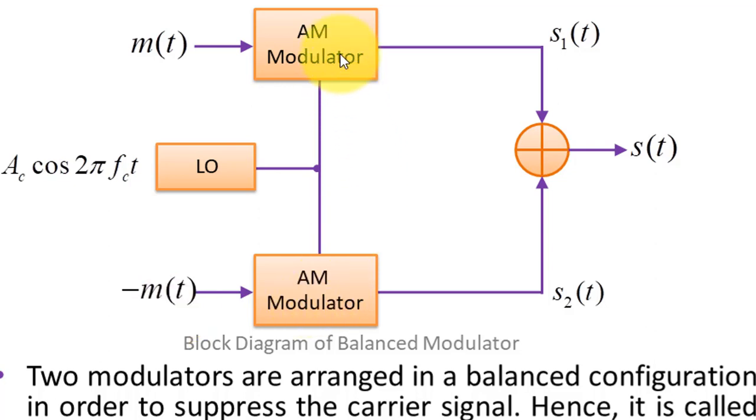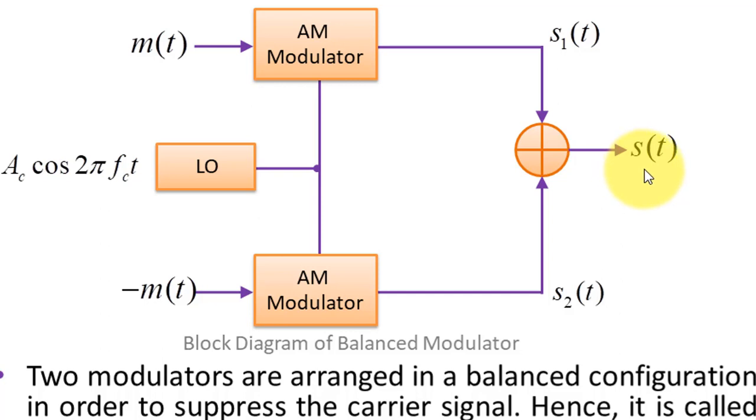Then the outputs of both of these product multipliers, or your AM modulators, get combined through your summer, and at the output we get this signal s(t), which is nothing but the summation of s1(t) and s2(t), the outcomes of this upper modulator and this lower modulator respectively. The summation of these two, s1(t) and s2(t), gives us your signal s(t), which is nothing but your DSB-SC signal.